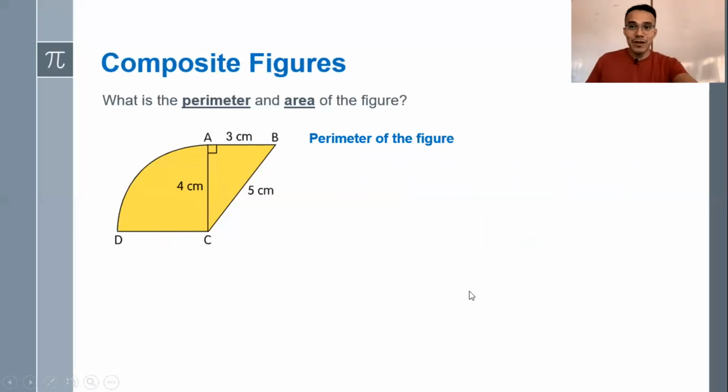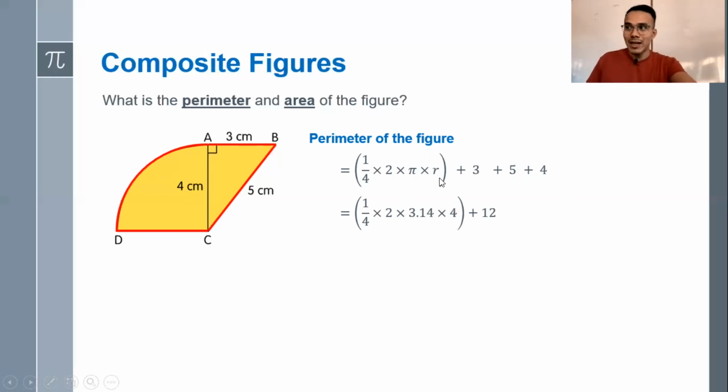Next, let's have the perimeter of the figure. And I'm pretty sure that you already have sufficient idea on how to get the perimeter of a composite figure. We have this one, the length of this arc, and this is just 1/4 of the circumference of the circle. This is the formula. Plus 3 plus 5 plus 4. We don't include this.